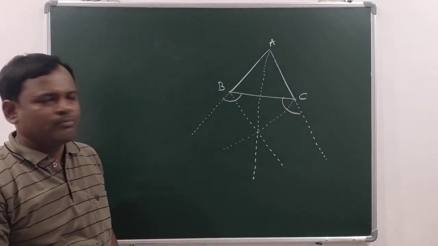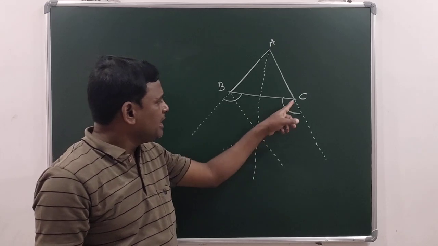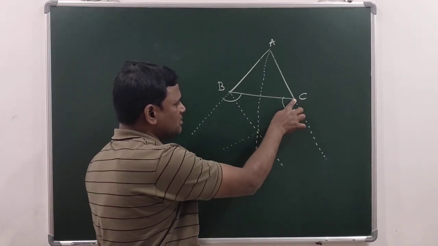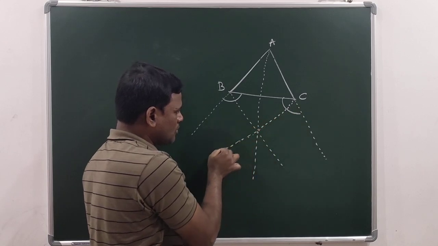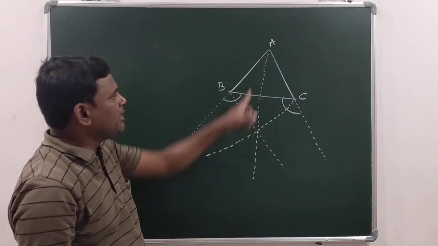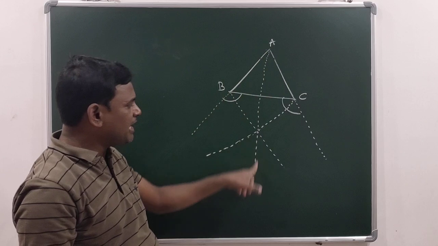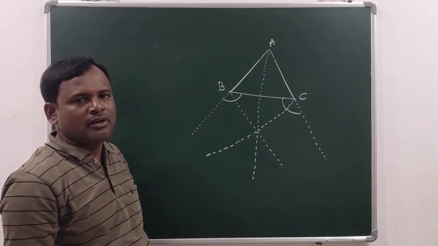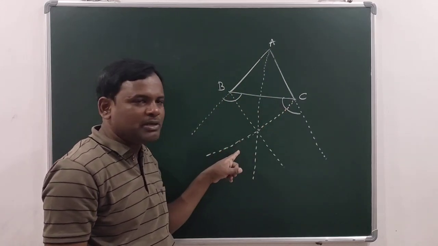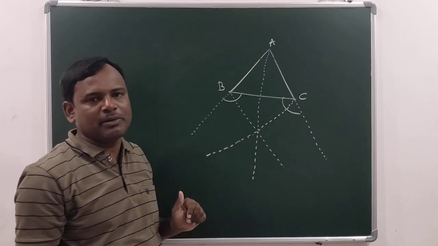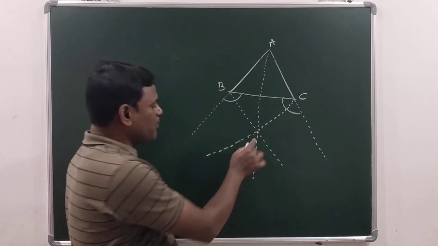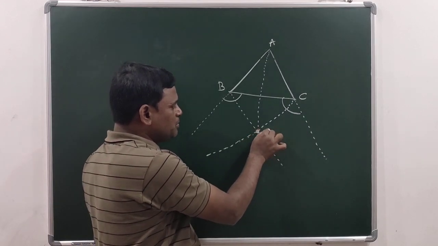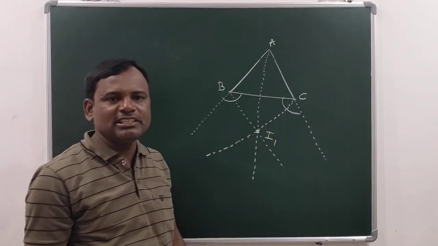Here what did I do? I have drawn the exterior angle bisectors for these two angles, and here I have drawn one interior angle bisector. These two are exterior angle bisectors and this is the interior angle bisector. So these three are concurrent at one point. Let us name this point of concurrency I1.